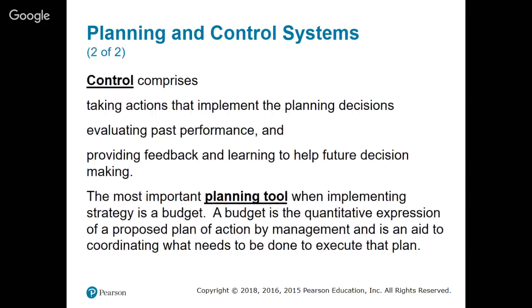The control part takes action that implements the planning decisions, evaluates past performance, and provides feedback and learning to help future decision making. The important planning tool when implementing strategy is a budget. A budget is a quantitative expression of a proposed plan of action by management and is an aid to coordinating what needs to be done to execute that plan.